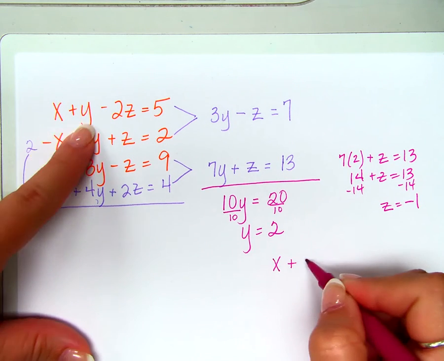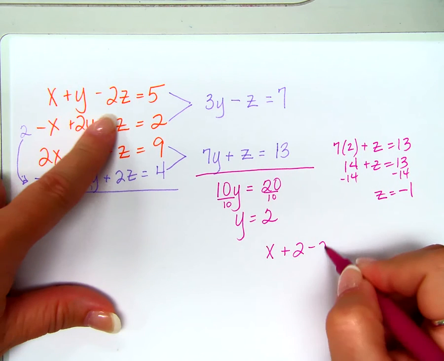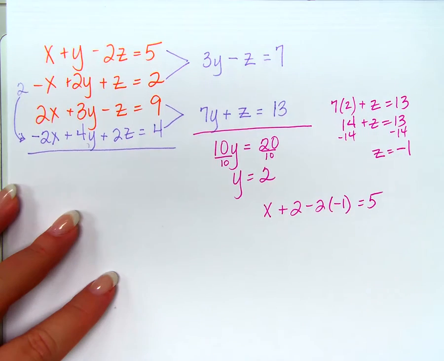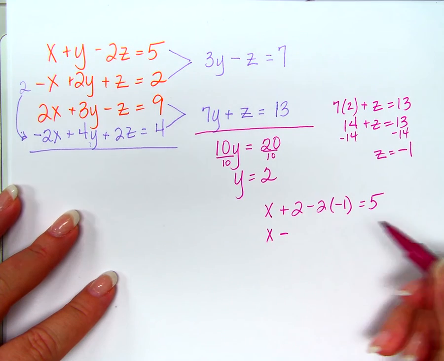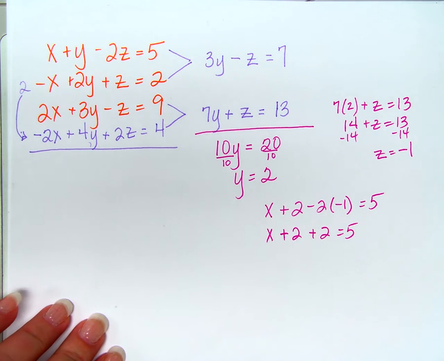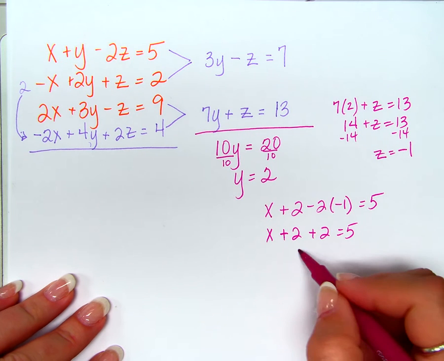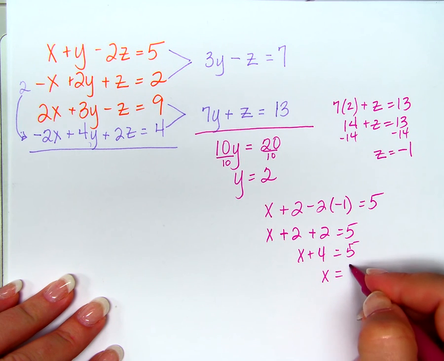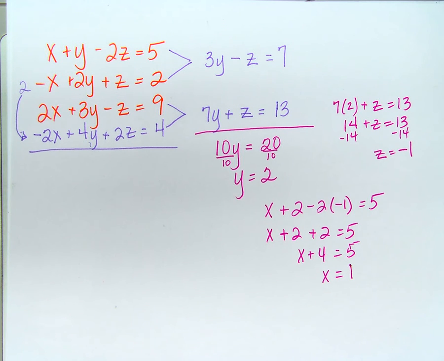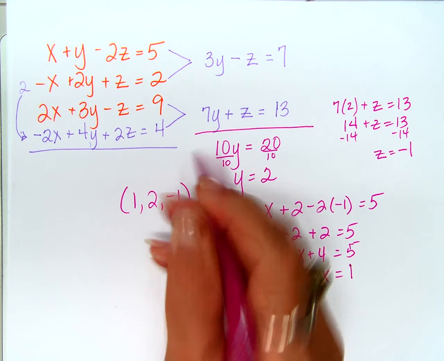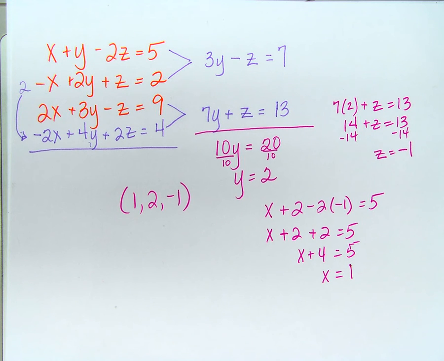X plus 2 minus 2 times -1 equals 5. X minus, plus 2 plus 2 equals 5. So x plus 4 equals 5. So x equals 1. What's my answer? 1, 2, -1. And why did you put it in that order? X, Y, Z.